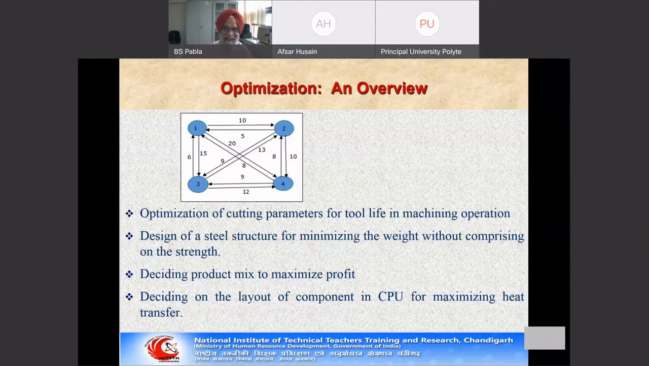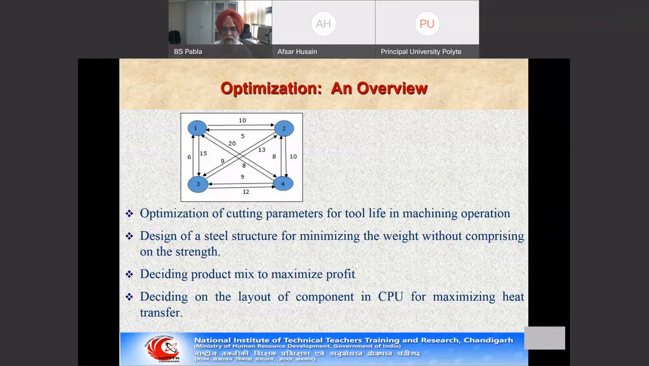Okay. So we want to design a steel structure, because what I am talking is not written on the slide actually. I am just trying to take it literal. Then deciding product mix to maximize profit. Let's say somebody is making more than one product. What should be the product mix? How many items of a particular type one should make so that you can maximize the profit.